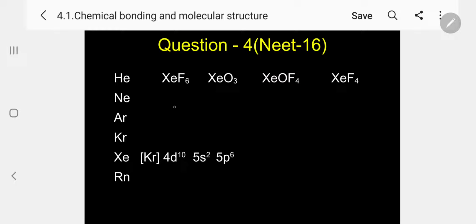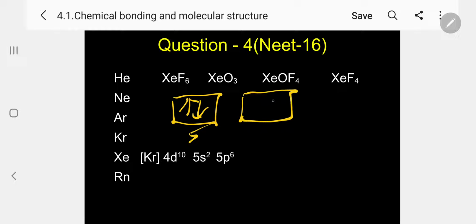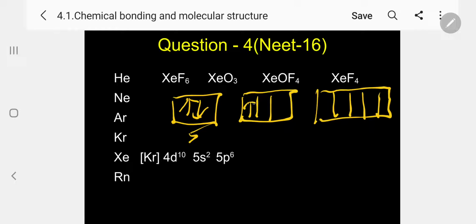Same way, if you go for XeF4, you should be very careful. XeF4 means only 4 atoms attached. So I can write now 5s2, 5p6, 5d. Only 4 atoms involved means there are lone pairs here. This is getting excited and going here, and this is getting excited and going here. This is the excited state.